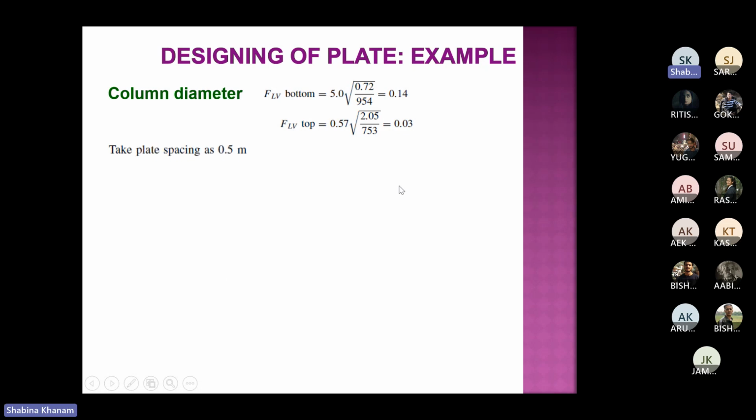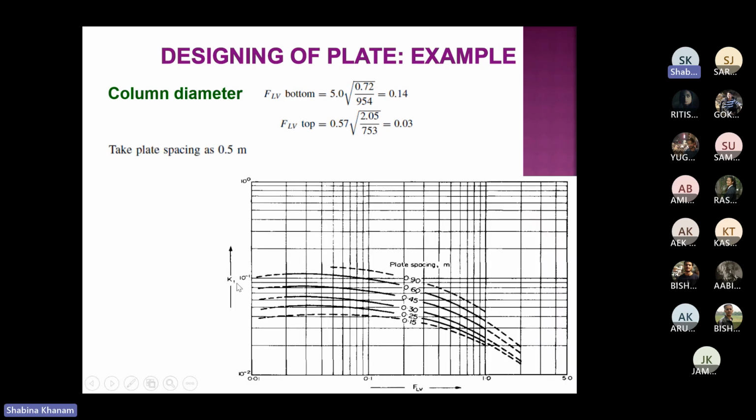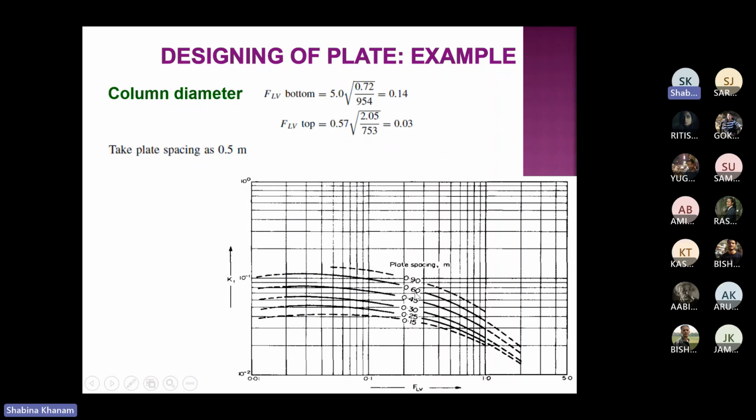Now, once I'm having the FLV, we can use this graph to find out K1, and this K1 depends on the plate spacing. So to start the calculation, we can assume plate spacing as 0.5 meter, as you can see through this graph. With FLV top and bottom given, and 0.5, somewhere the line will come in between this, and you can see the value of K1 for top and bottom both, right? For bottom, K1 is 7.5 into 10 to the minus 2. For top, it is 9 into 10 to the minus 2.